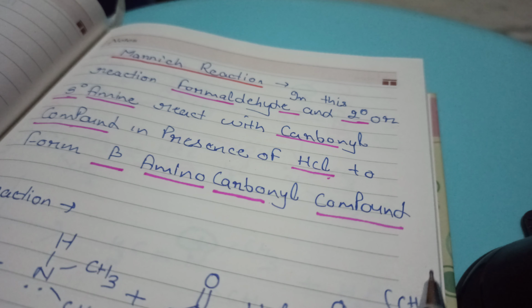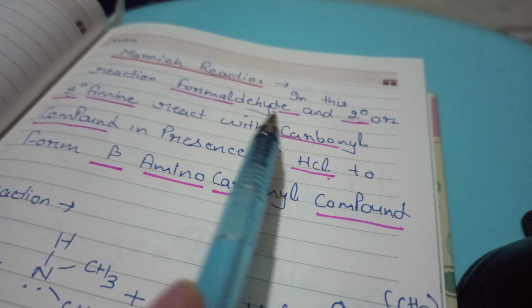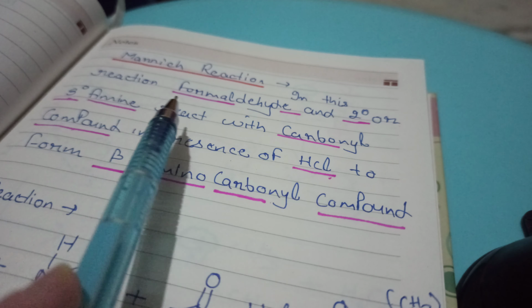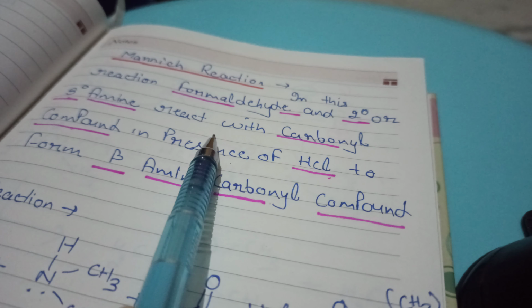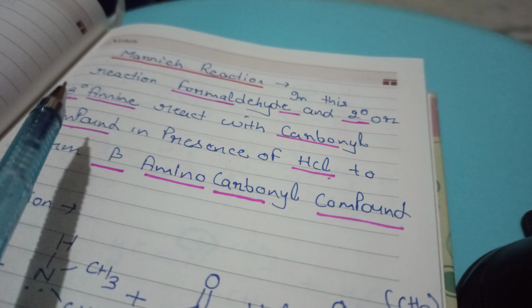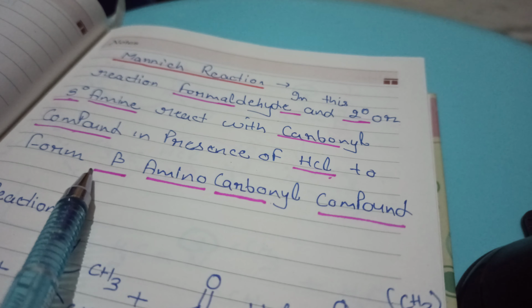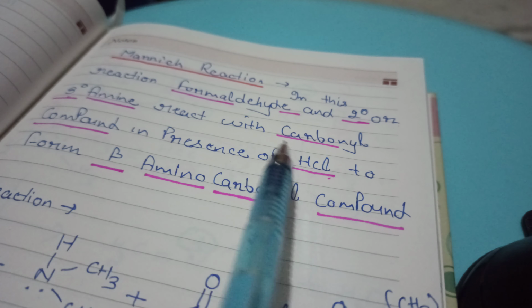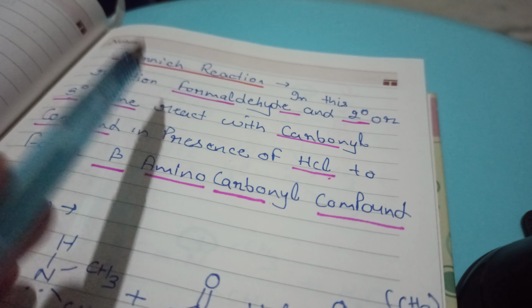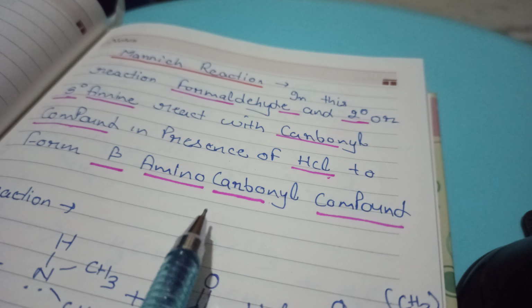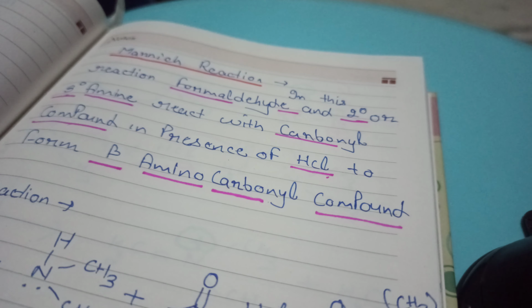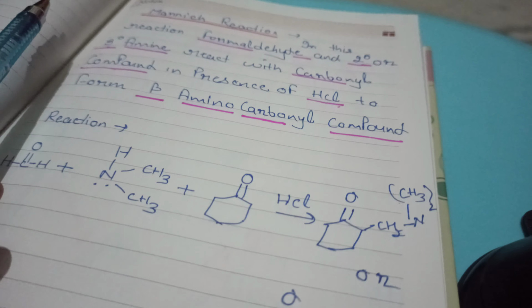In this reaction, the reactants are formaldehyde, secondary or tertiary amine, another one carbonyl compound and HCl. All are reactants, and the product formed is beta amino carbonyl compound. So let's see the reaction.